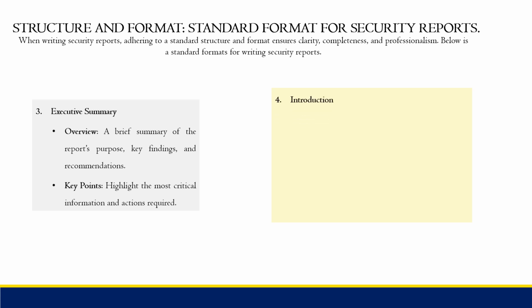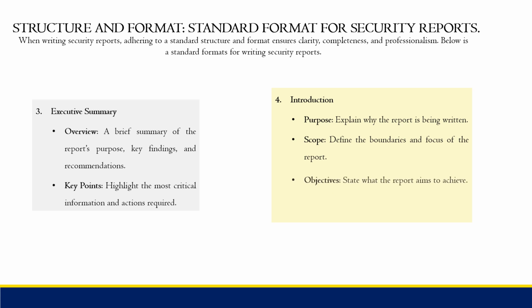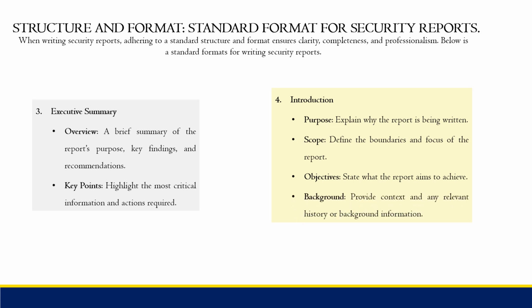4. Introduction. Purpose. Explain why the report is being written. Scope. Define the boundaries and focus of the report. Objectives. State what the report aims to achieve. Then background. Provide context and any relevant history or background information.